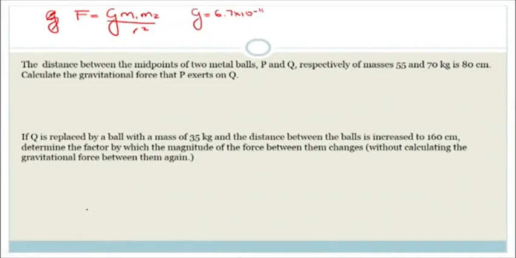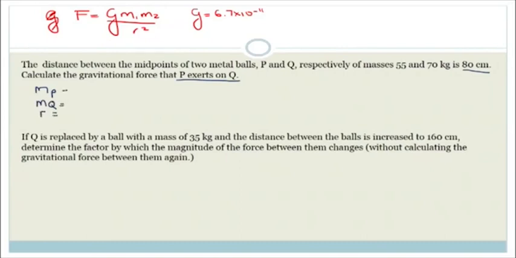So, right, let's get started. It says the distance between the midpoints of two metal balls, P and Q, respectively of masses 55 and 70 kgs, is 80 centimeters. Calculate the gravitational force P exerts on Q. Okay, so let us write out our information. We've got M of P, M of Q, and we've got R.